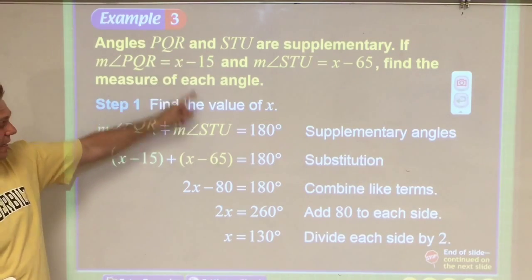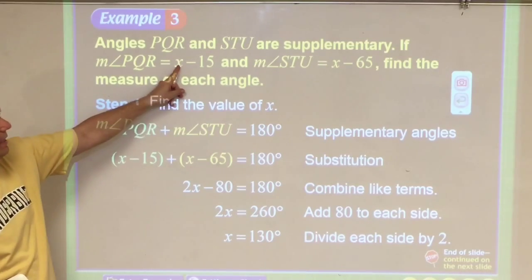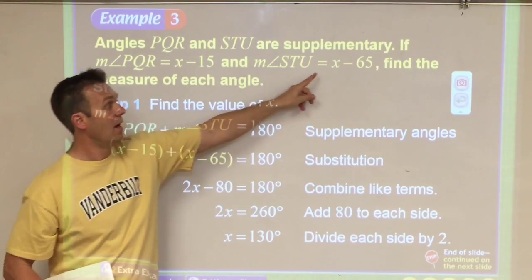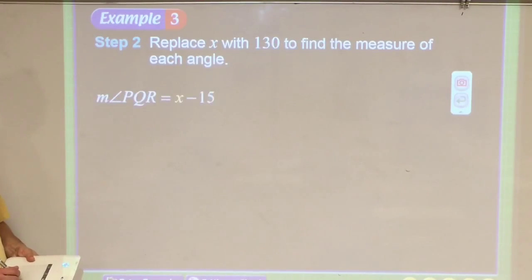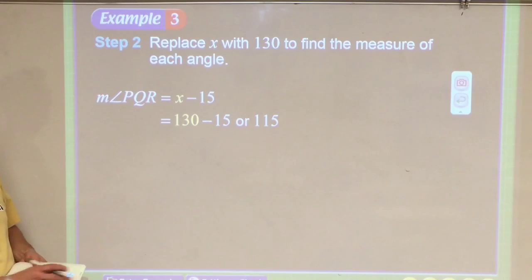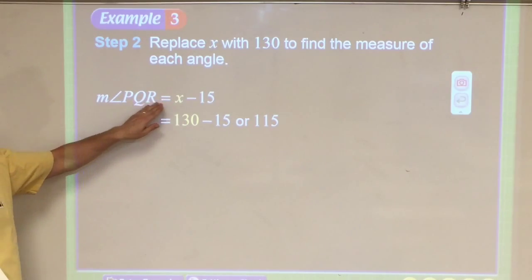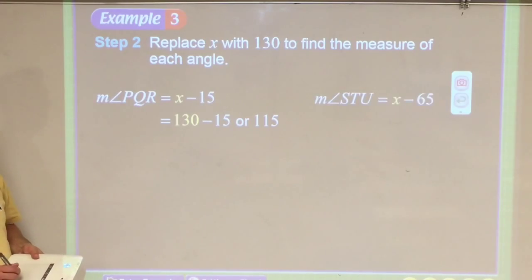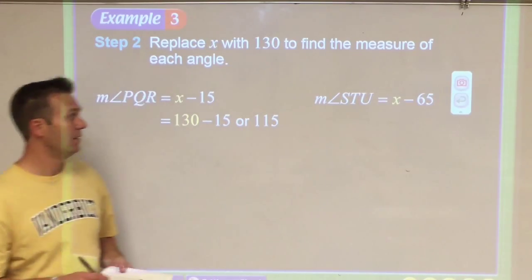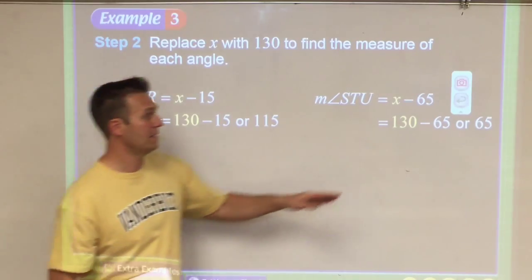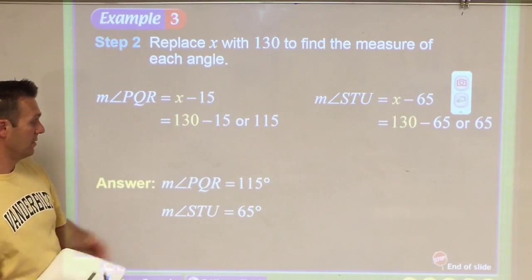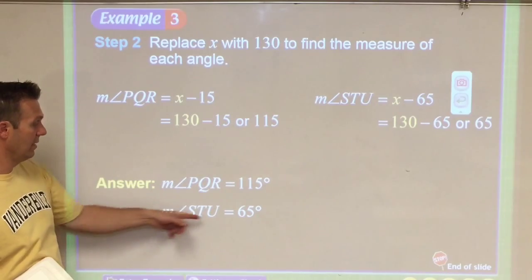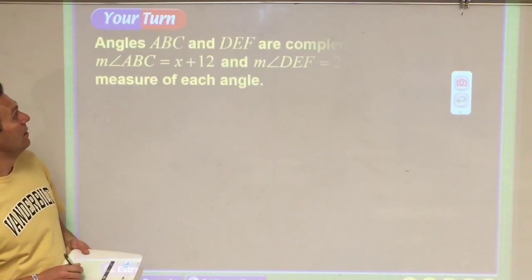Now you have to take that. You found what X is, but you have to put it back into here. 130 minus 15, 130 minus 65. That will give you the measurements of those two angles. So 130 minus 15 is 115. So the measurement of angle PQR is 115. And the measurement of STU is 130 minus 65, or 65. And so here they are. PQR 115, STU 65.